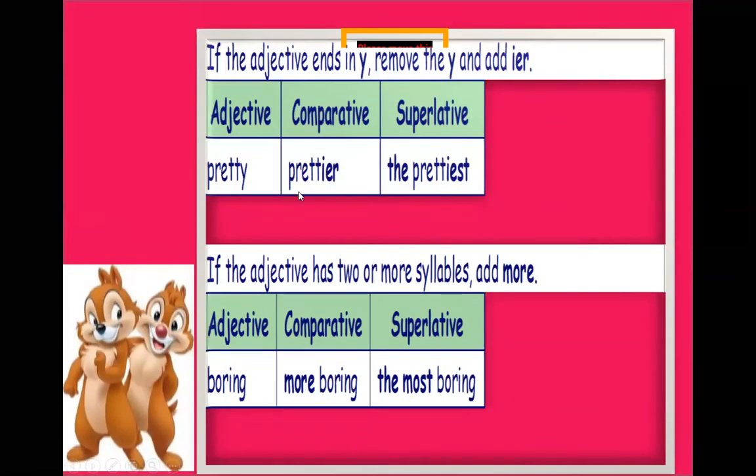If we have a Y at the end and I want to add est to it, we omit the Y and add iest, like the comparative form. Pretty, prettier, prettiest. Heavy, heavier, heaviest.